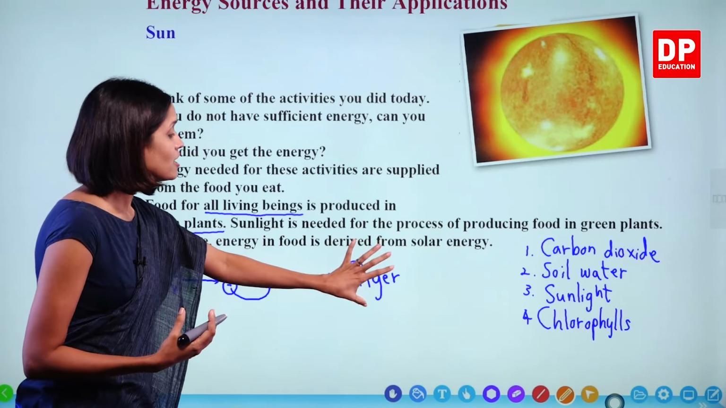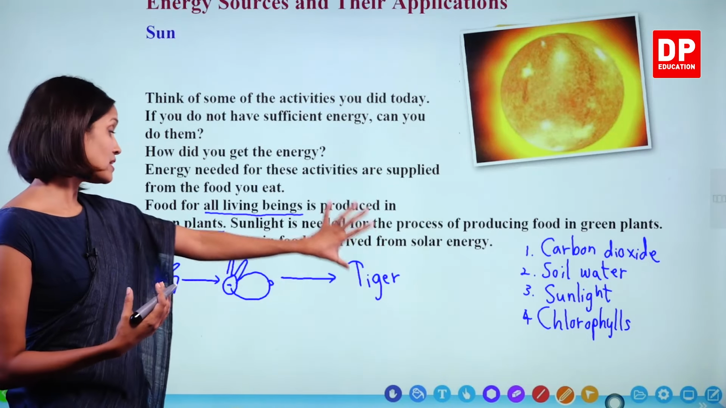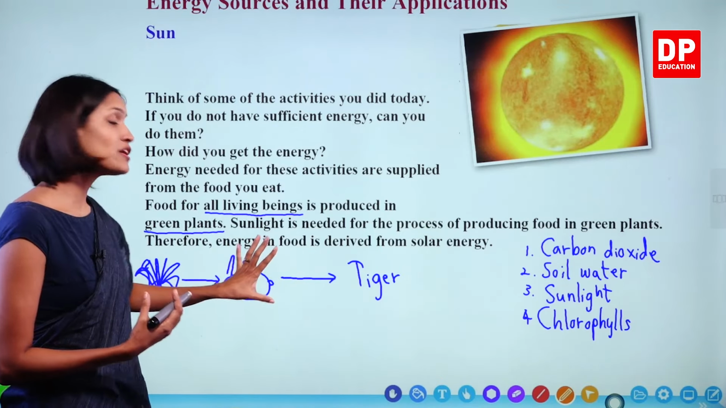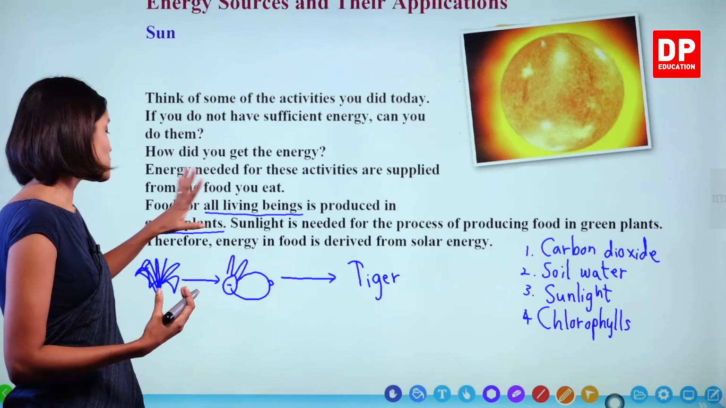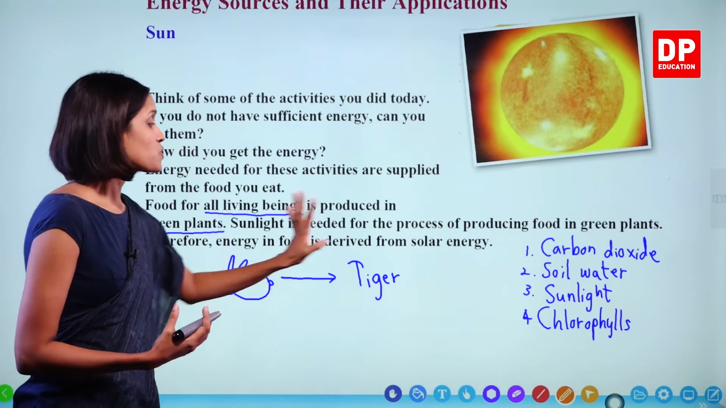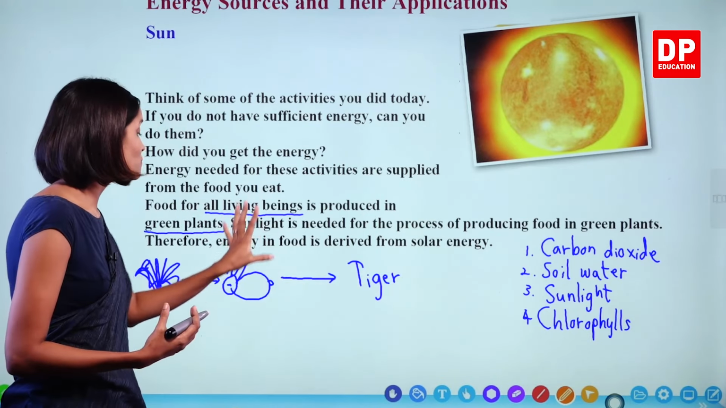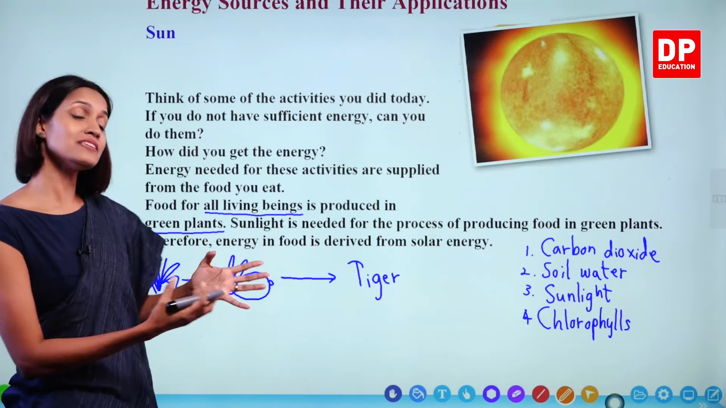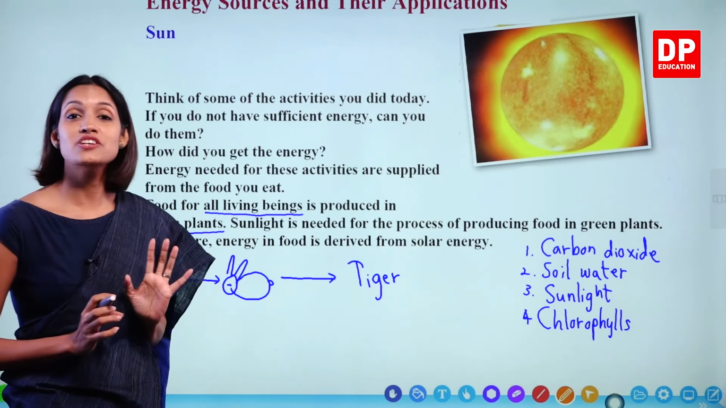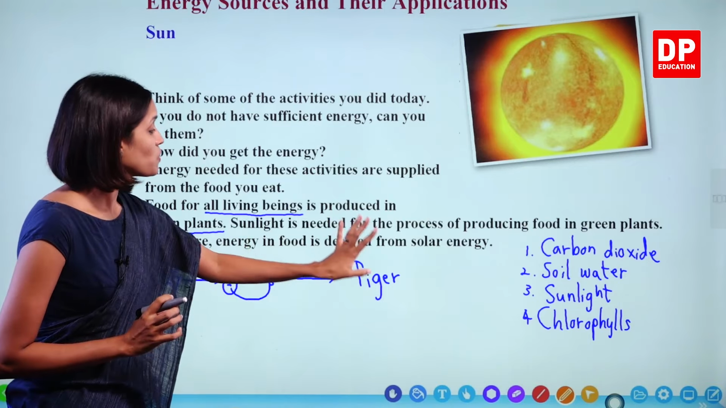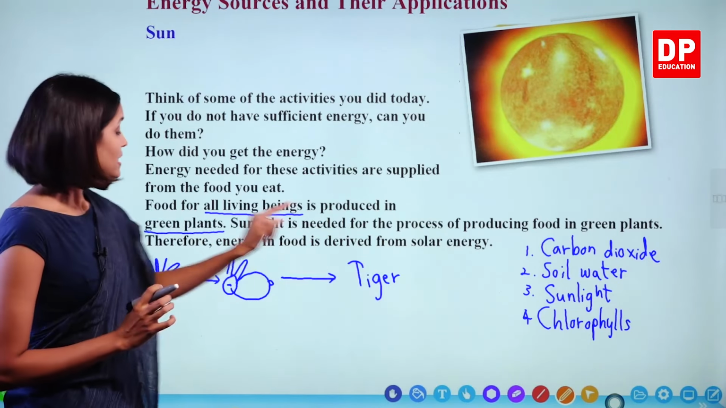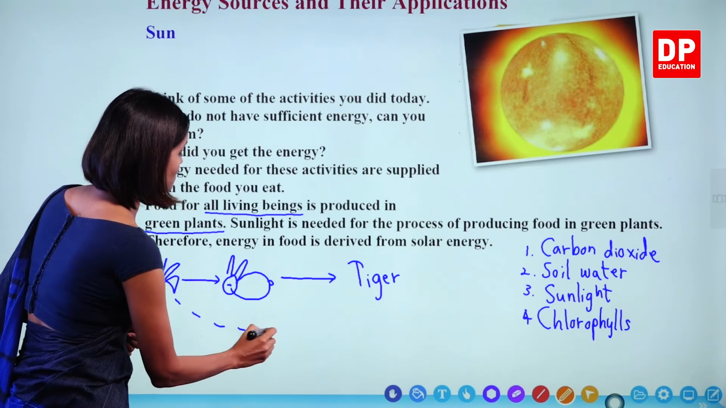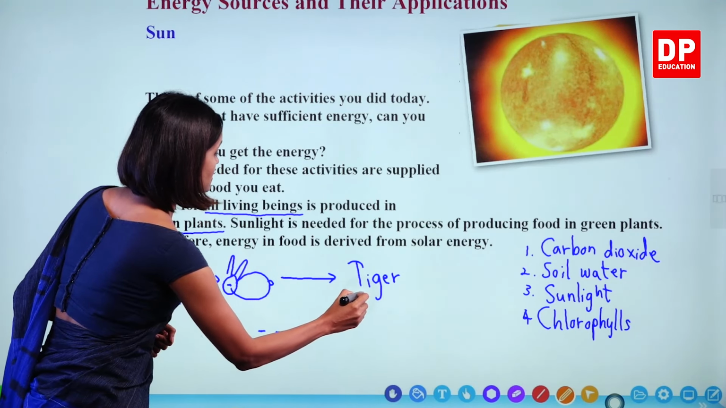Remember children, even though the tiger does not directly depend on green plants, it still depends on this rabbit, which produces its energy using the green plants, right? So when the tiger gets energy by consuming the rabbit, the rabbit has this energy because it consumed the energy given by the plant. So even without knowing, the tiger indirectly depends on the green plant.